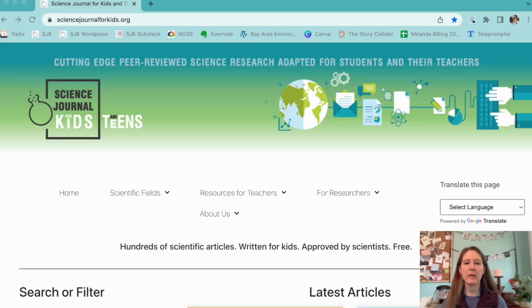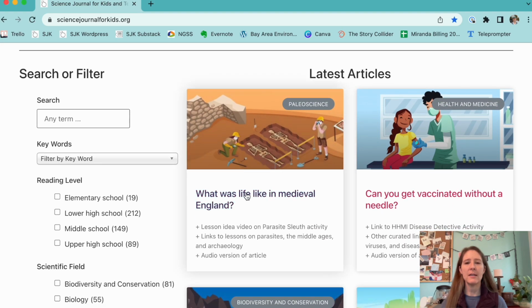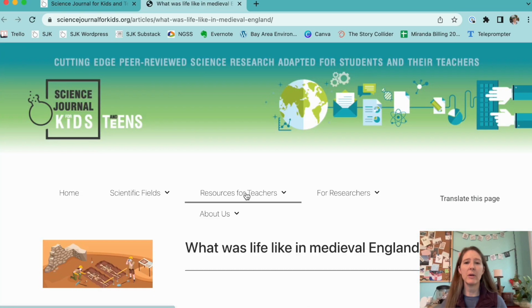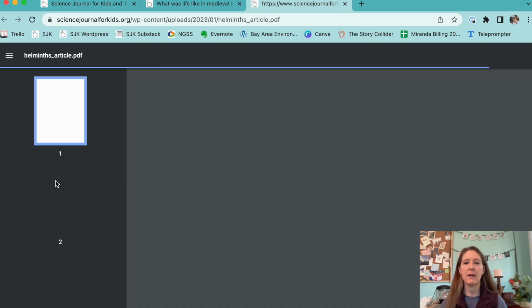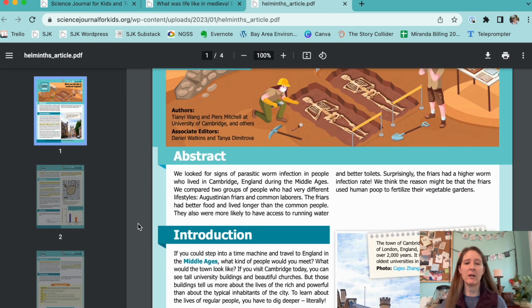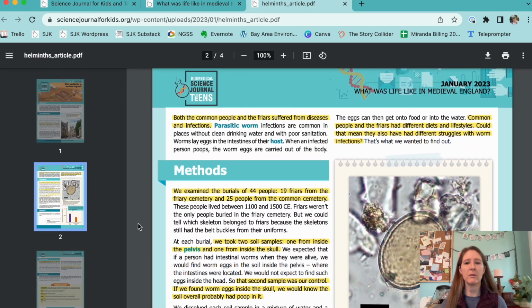Today, we'll focus on the article titled, What Was Life Like in Medieval England? Tianyu Wang and his colleagues compared different groups of people from Cambridge, England in the Middle Ages. They took samples from burials of Augustinian friars and common laborers to examine their parasite loads.